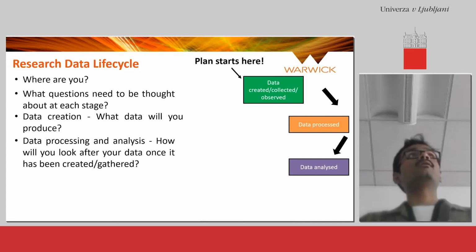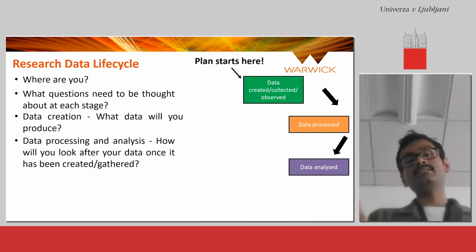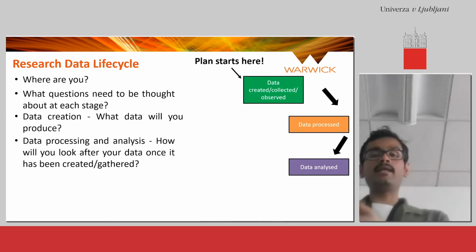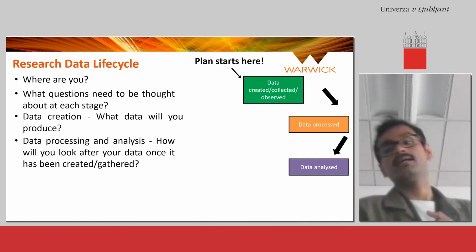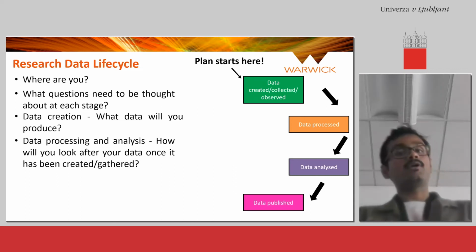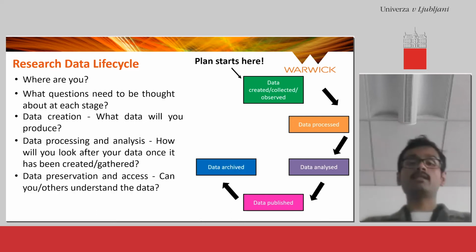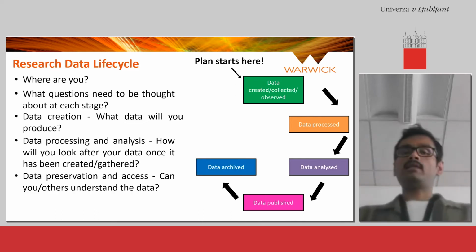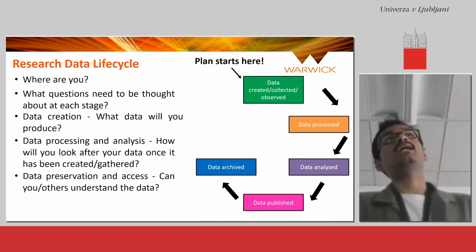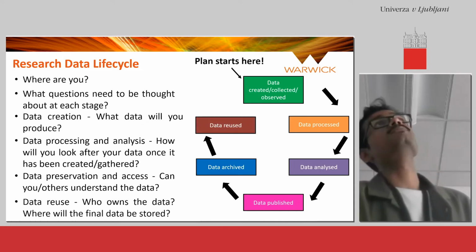Then, once you have your data, you think about processing it. You clean the data, and once you have cleaner data, you analyze it. Once you process and analyze it, you decide to publish your paper, or you decide to publish your dataset. Once you have your dataset published, you decide to archive it. Let's say after your PhD, or maybe during your PhD, if you publish that paper, you want to keep that data as an archive. After that archive, you want to reuse it. And this cycle goes on.